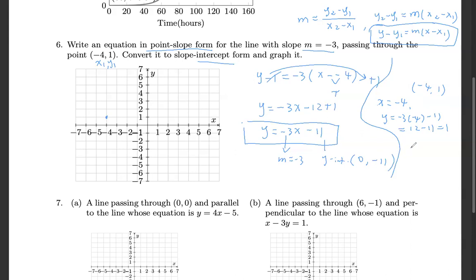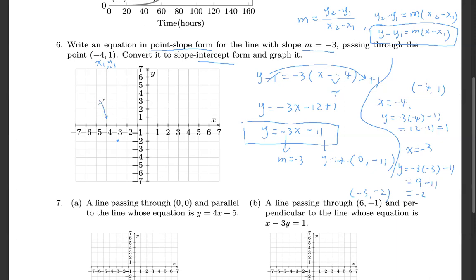Negative 4, comma 1. That's this point. Now let's get the second point. Let's see, x equals negative 3. Then y equals negative 3 times negative 3 minus 11. Negative times negative, positive 9. 9 minus 11, that's negative 2. So I get the point negative 3, comma, negative 2. So negative 3 is here, negative 2 is here. So that's my other point. Now I can graph. Right?